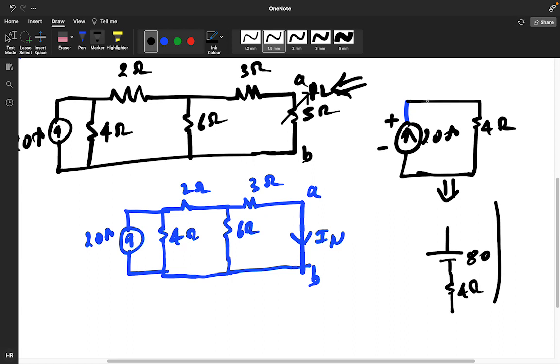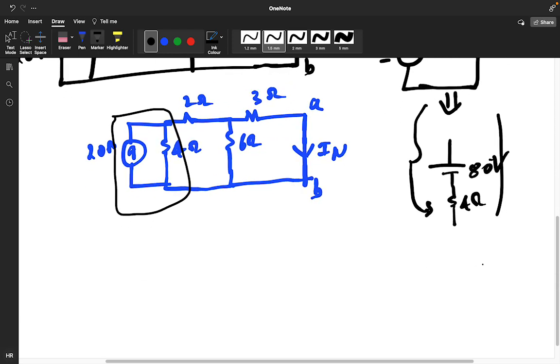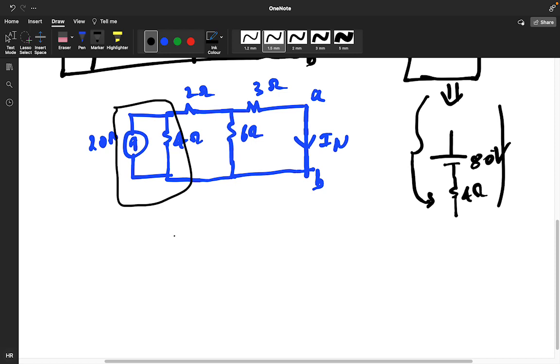What is the single resistance? This kind of circuit can only be replaced like this. So 20 into 4, 80 volt. And what is the resistance? 4. So I'm just giving you one result. So you can make this particular part like this also for calculations. Otherwise you can apply the nodal analysis and you will get the same answer. Okay, I will show it both ways.